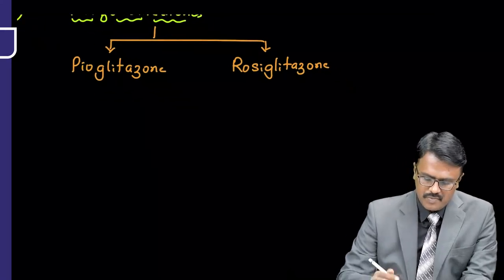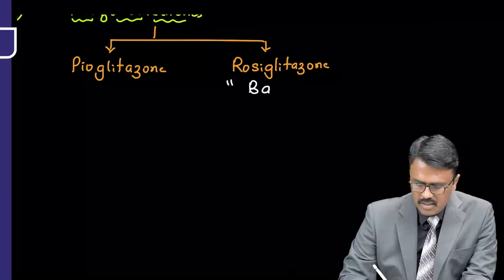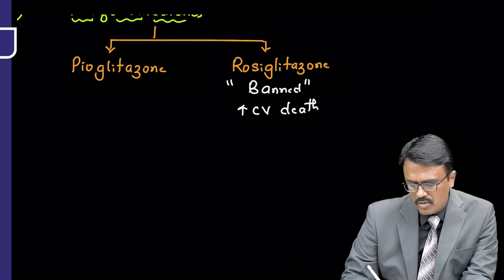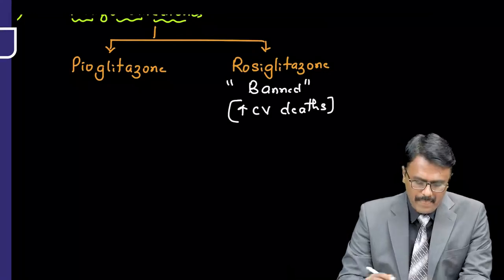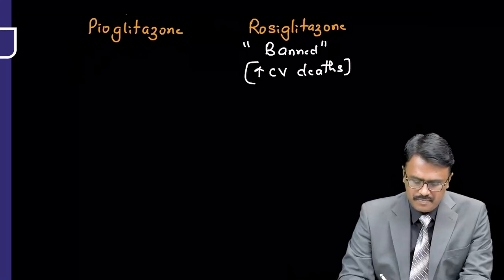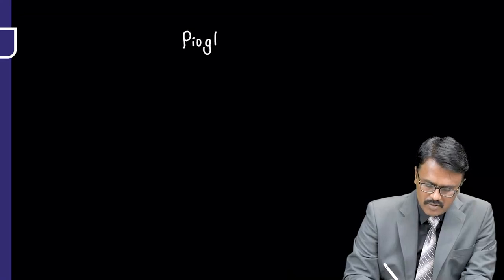Now recently we are not using rosiglitazone because it is banned. Why is it banned? It has caused an increase in cardiovascular deaths. So rosiglitazone has been banned because it has been shown to increase cardiovascular deaths. Now what we have currently is only one, that is pioglitazone. So let us understand the mechanism of action of pioglitazone.